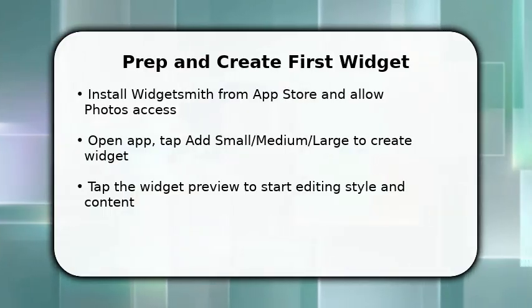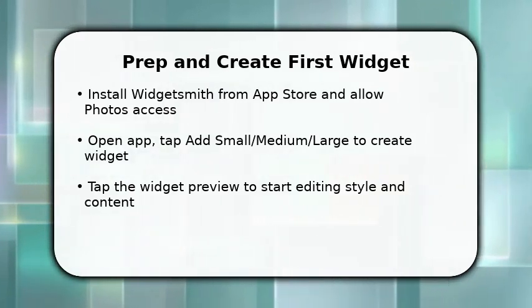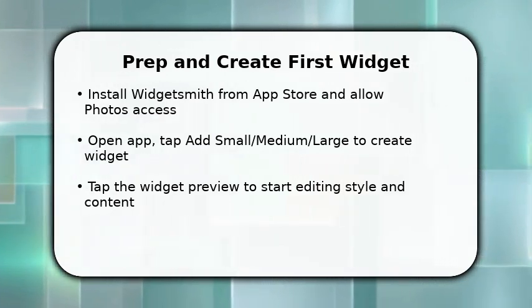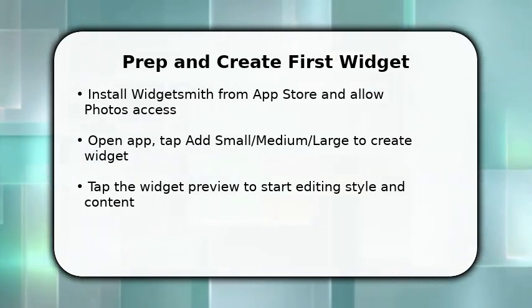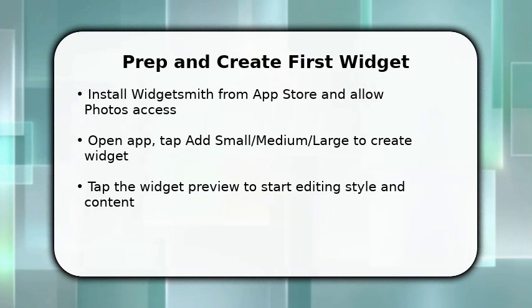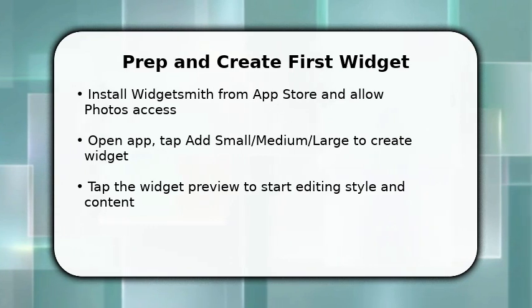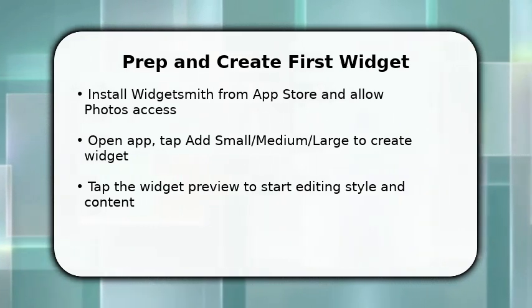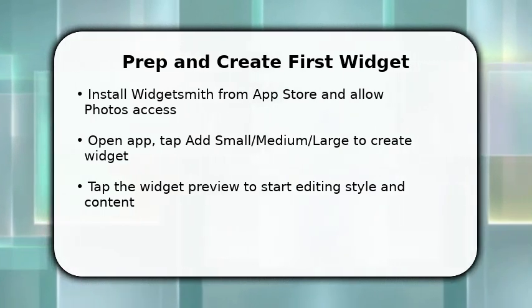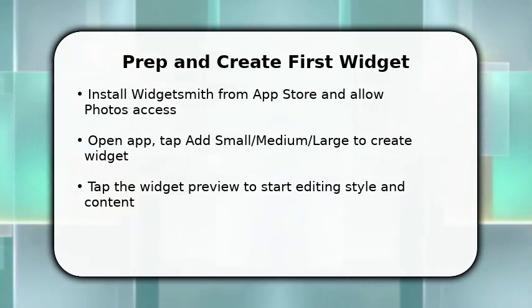You'll begin by ensuring Widgetsmith is installed and has permission to access your photos. This lets you use custom images. Once done, open the app and choose a size, small, medium, or large, because size determines available layouts. Tap the new widgets preview to enter edit mode, then pick a style like photo, calendar, or custom text. This matters because each style exposes different customization controls. Make sure to name the widget so you can find it in the iPad home screen picker later.